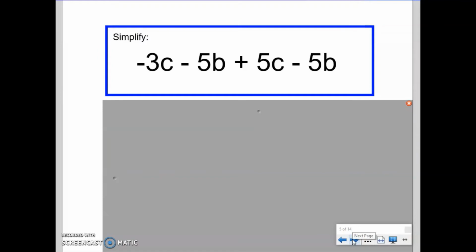Okay, another example from me. If you want to go ahead and have a go at this question yourself, please do so. So we've got minus 3c minus 5b plus 5c minus 5b. So again, I'm going to box and circle my like terms.